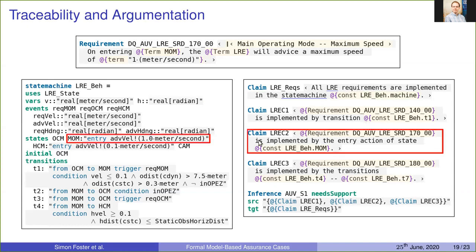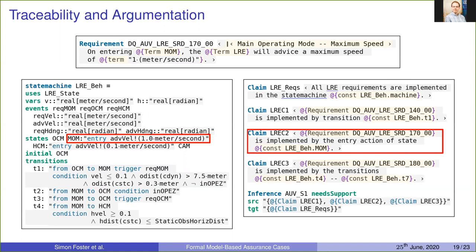So let's see how this works. Over here we have a claim which is saying requirement blah blah blah is implemented by the entry action of state LREBEH MOM. So LREBEH is of course the name of the state machine, and MOM is the name of one of the states. What this claim is effectively doing is linking this requirement to this state within the state machine. So this allows us to argue why our model satisfies the requirement. So it allows us to express traceability.